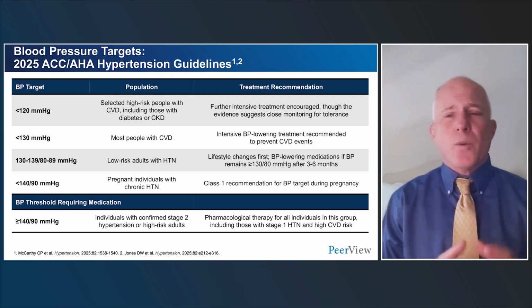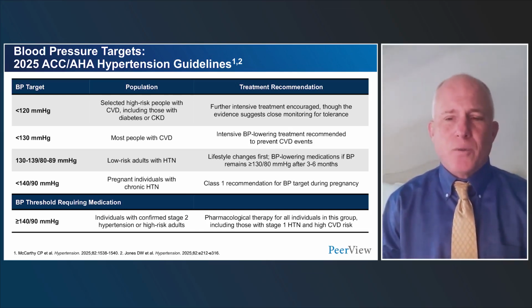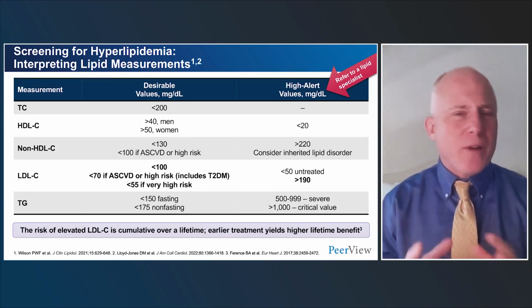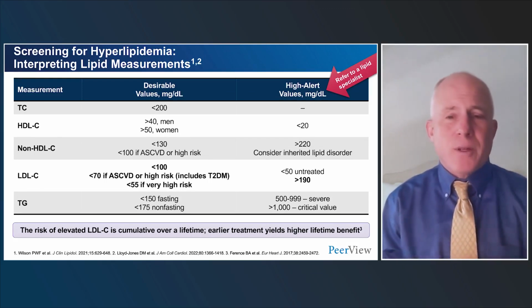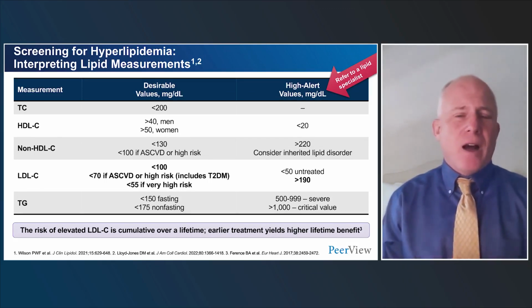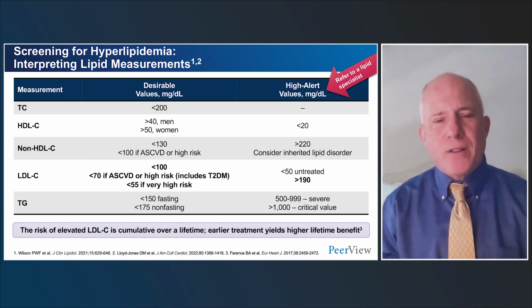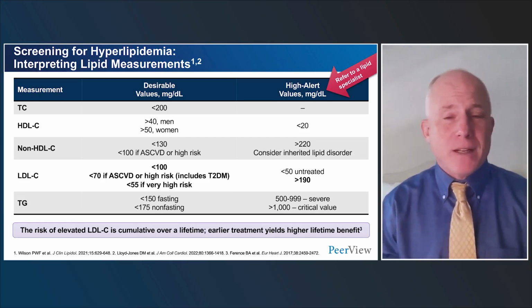And so making sure that we have a target in mind for that given patient and their conditions is really going to help. So let's think about screening for hyperlipidemia. We've had some variable changes in the guidelines, and they've been updated recently, and I want to highlight that. It's important to recognize that sometimes we'll have a desired value and we'll have a high alert value where it might need immediate attention.